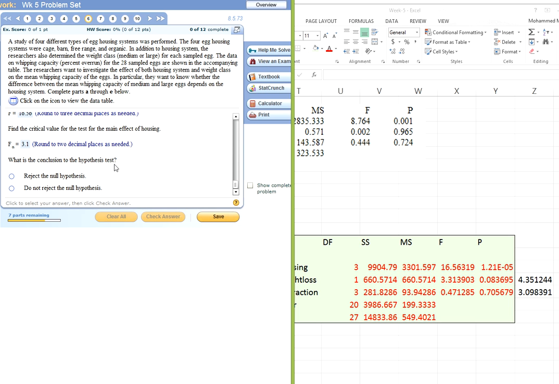What is the conclusion of the hypothesis test? In this case, you are going to reject because your F value is much larger than the critical value. So reject the null hypothesis. Check answer, yes. Okay, that is it. Thank you.